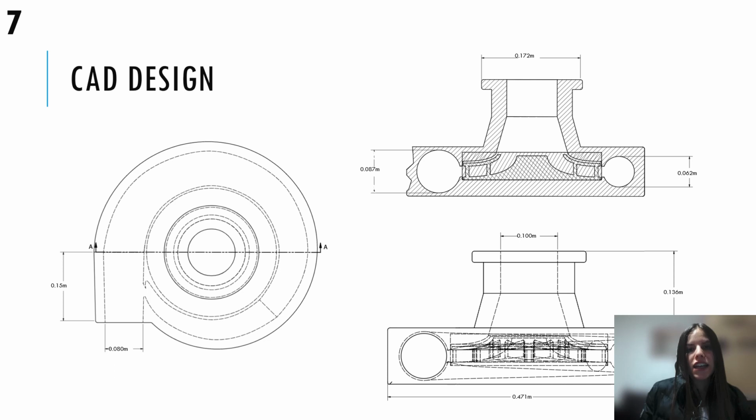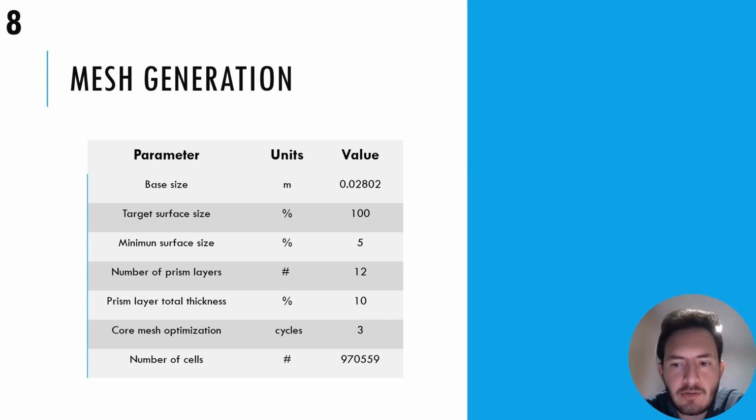In this slide, you can see some important measures for the CAD design. For the mesh generation, an automatic polyhedral mesh was used, with the following parameters shown in the table. The goal was to have a y plus value of less than 5. We saw that increasing the number of prism layers and the prism layers' total thickness helped achieve this goal.